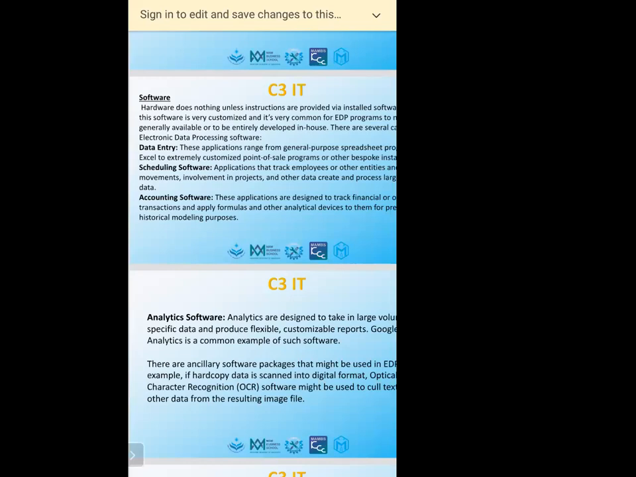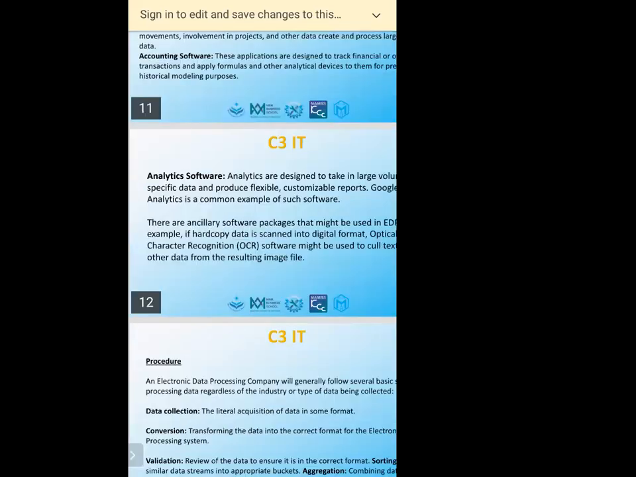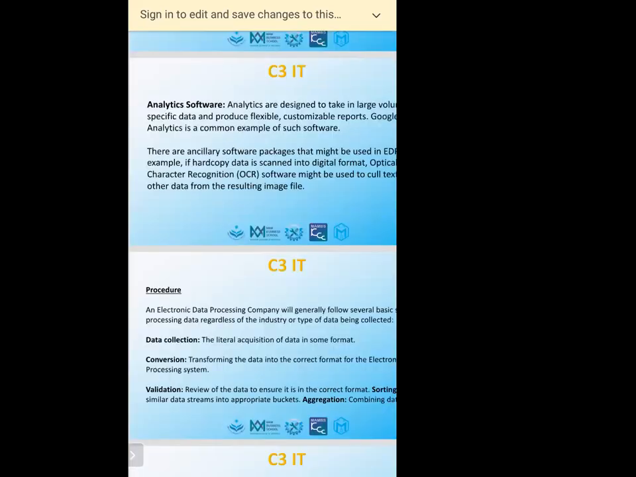So these are the analysis softwares that are available. That means what are the hardwares, and what are the softwares. So next, what are the procedures? The first one is data collection.